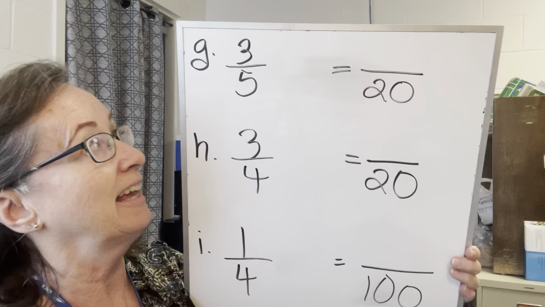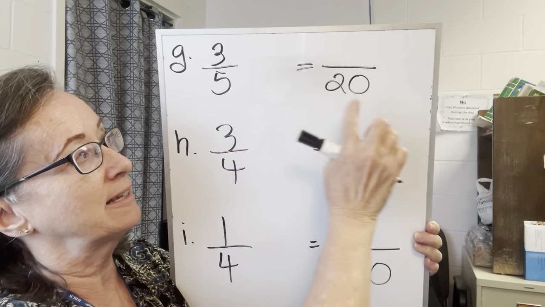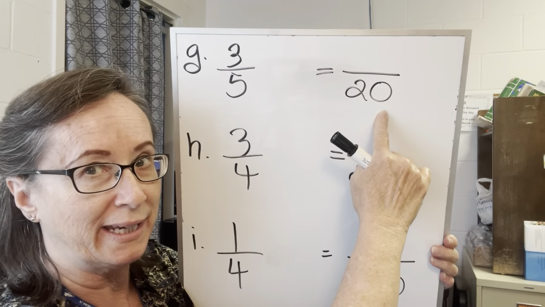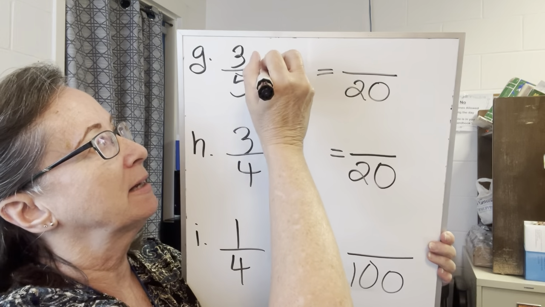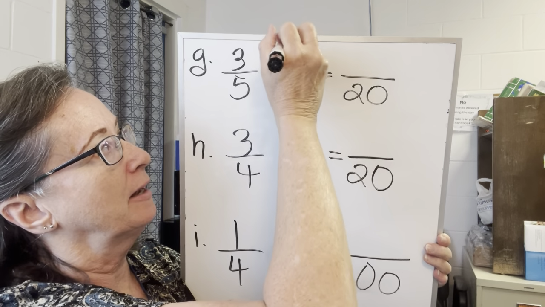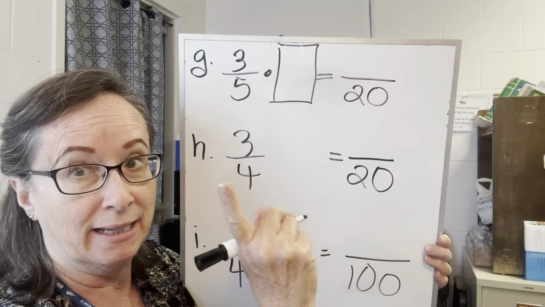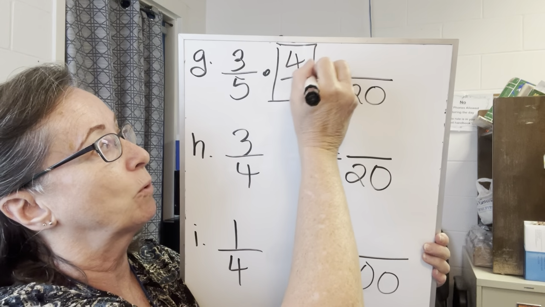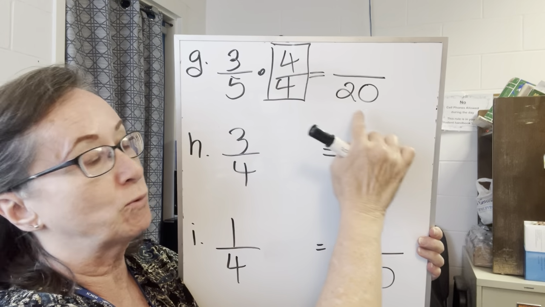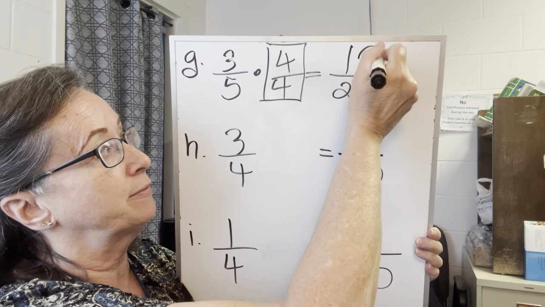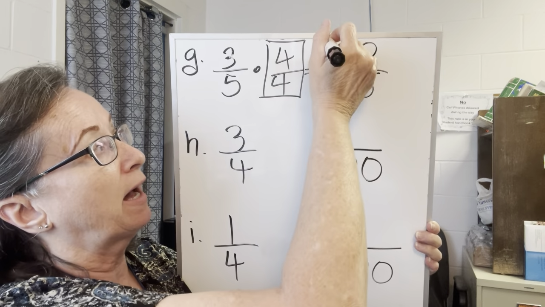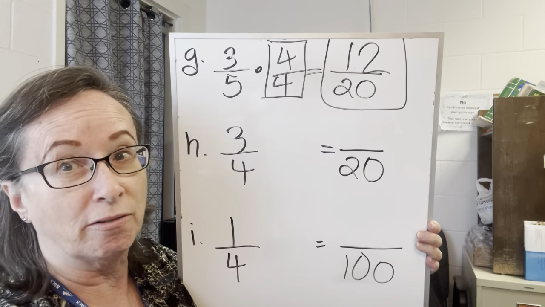Okay, so 3/5, we're trying to get to 20ths. So I'm going to multiply by 1 in the form of 4 over 4. So 5 times 4 gives me 20, which is what I want. 3 times 4 gives me 12. So 3 over 5 is the same as 12/20ths.